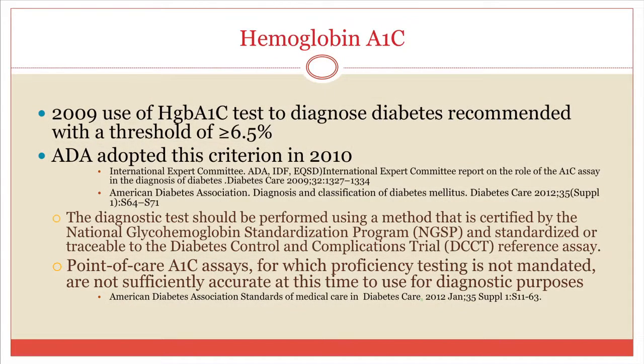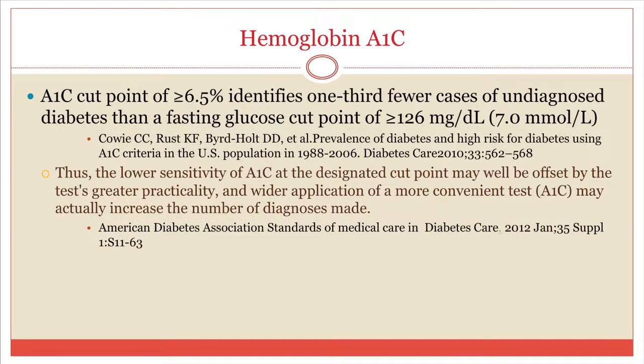So in 2009, relatively recently, the International Expert Committee recommended that they use hemoglobin A1C. The ADA only adopted the criteria 2 years ago, and with a lot of qualifications: you have to use a standard method, and you have to use proficiency training for point of care. But I think you can overcome these barriers, so your lab can help you at your hospital. There are some caveats. An A1C cut point over 6.5 identifies fewer cases than a fasting glucose cut point of 126.